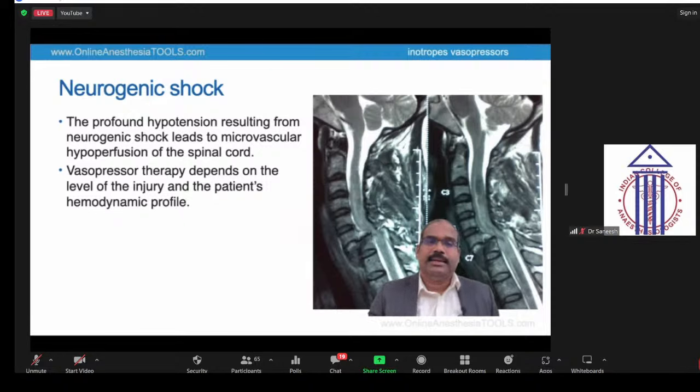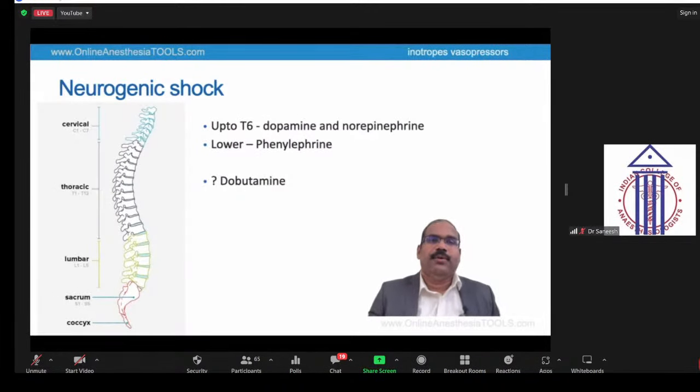So vasopressor therapy depends on the level of injury and the patient's hemodynamic profile. Injuries at the cervical level and higher thoracic levels, until T6, demand a vasopressor agent with both inotropic and vasoconstrictive properties, so that we can support the vascular tone as well as the cardiac contractility. Thus, dopamine and norepinephrine are the agents used in this specific site of spinal cord injury.